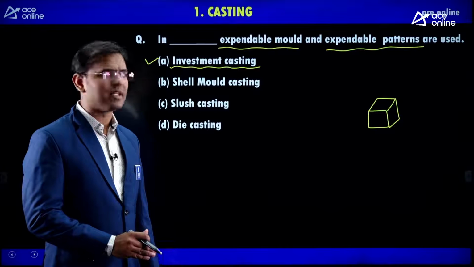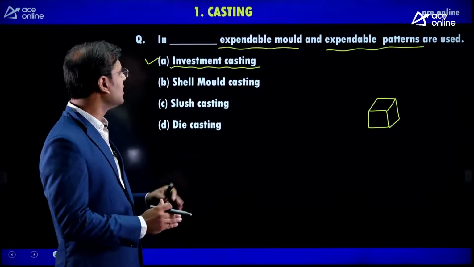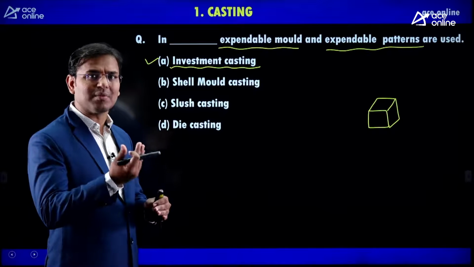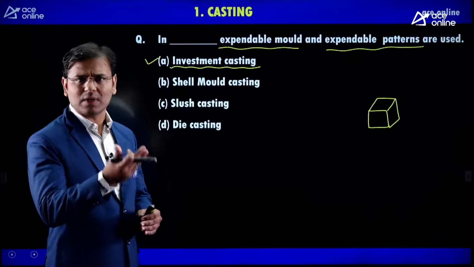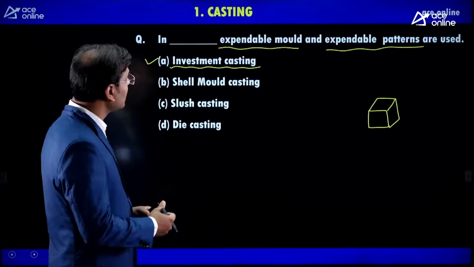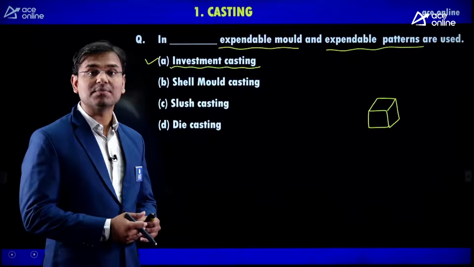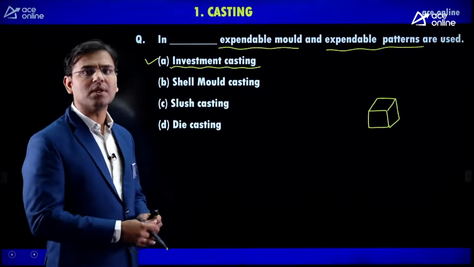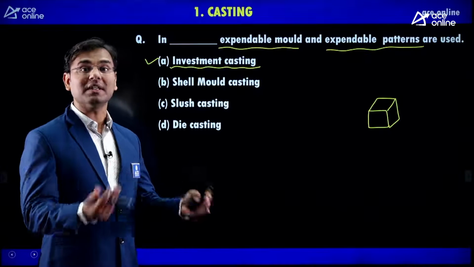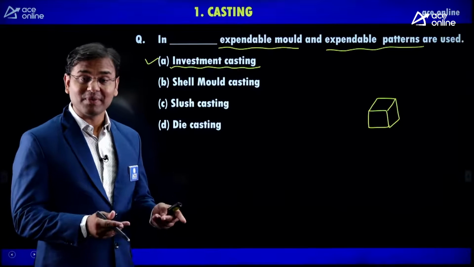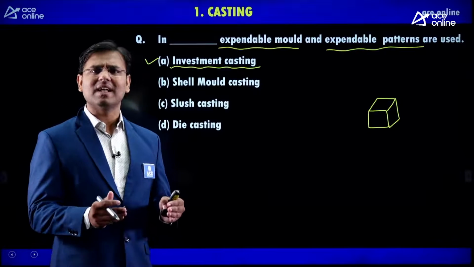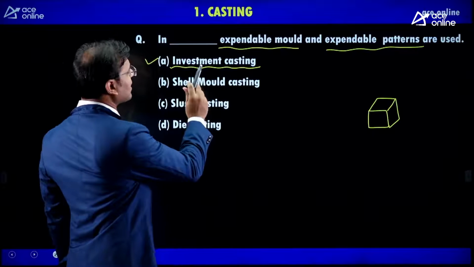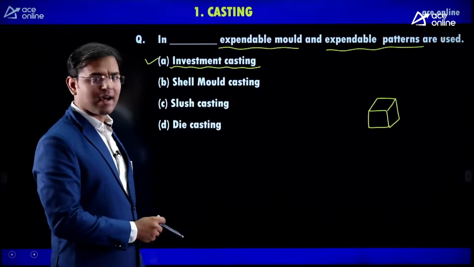Whatever the castings are available, guys, out of all those castings, only investment casting has both expendable mold and expendable pattern. Now we melted the wax, which means we broke that wax, and we took out that wax. And what is the expendable mold? Guys, the expendable mold means we remove that liquid wax, we pour molten metal into it, and when that molten metal converts into solid, then by breaking that mold we take out the casted component. It means that we are going to break the mold also in investment casting. Hence the correct answer: in investment casting, expendable mold and expendable pattern are used.